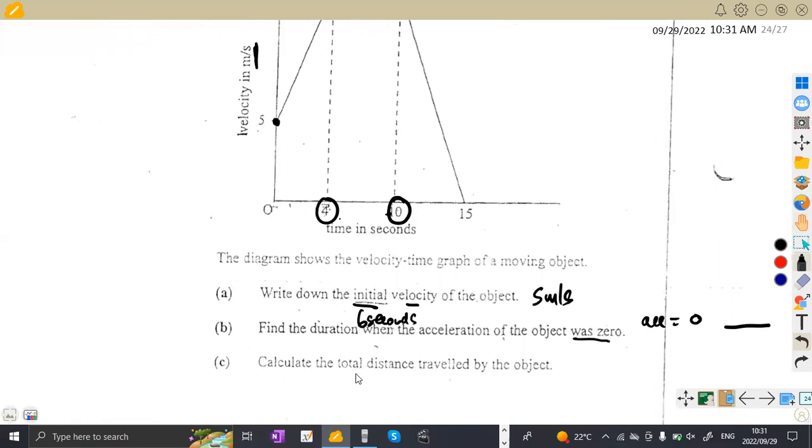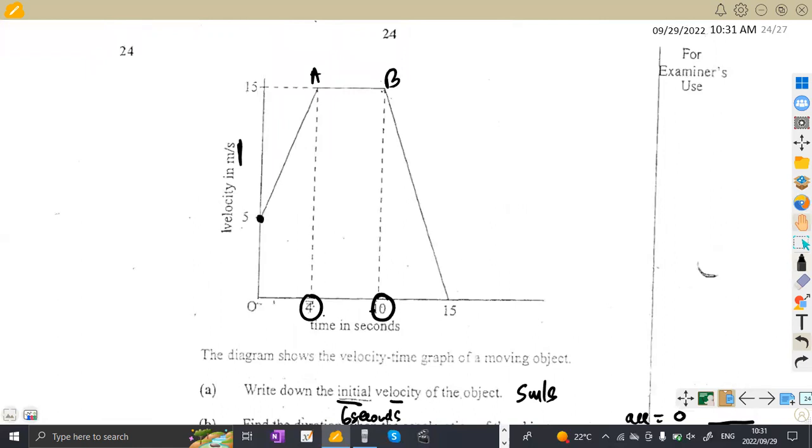All right, then calculate the total distance traveled by the object. So how do I find the distance? Remember, distance is area under the graph. So to find this distance, I'm just going to use area. That is area under the graph, and I'm just going to separate it in a way that you understand. You can use this trapezium, this rectangle, and this triangle here.